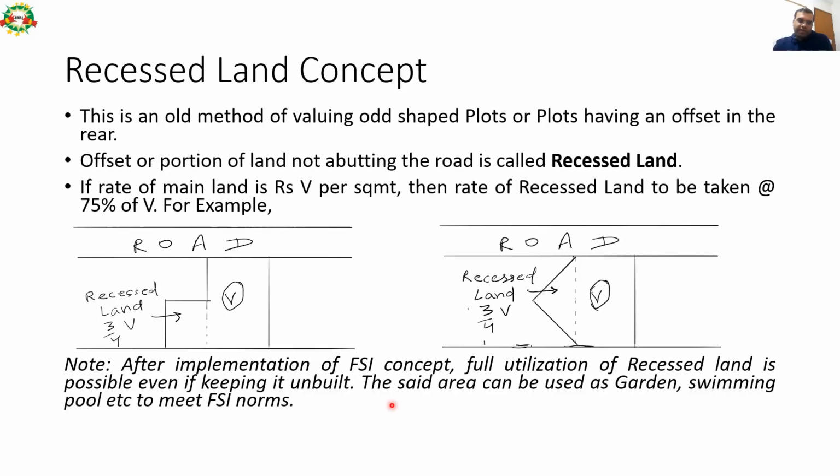Please note that after implementation of the FSI concept, full utilization of recessed land is possible. Even if kept unbuilt, the side area can be used as garden, swimming pool, etc. to meet FSI norms. So even if I'm not able to construct anything on this piece of land, I can use this area to meet my FSI norms, and I can use it for gardening, swimming pool, etc. This is an old concept and this method is not very much used now. However, for academic purposes, we should know this method.